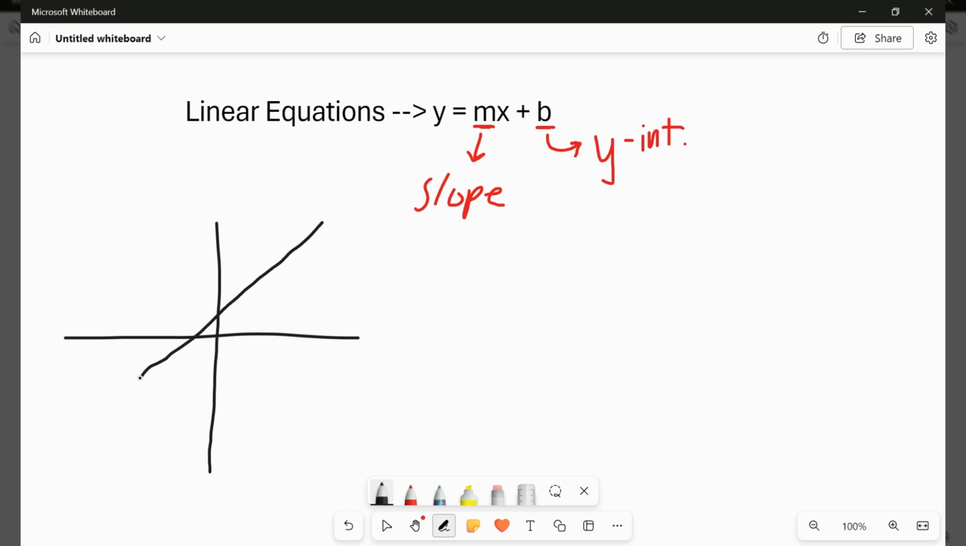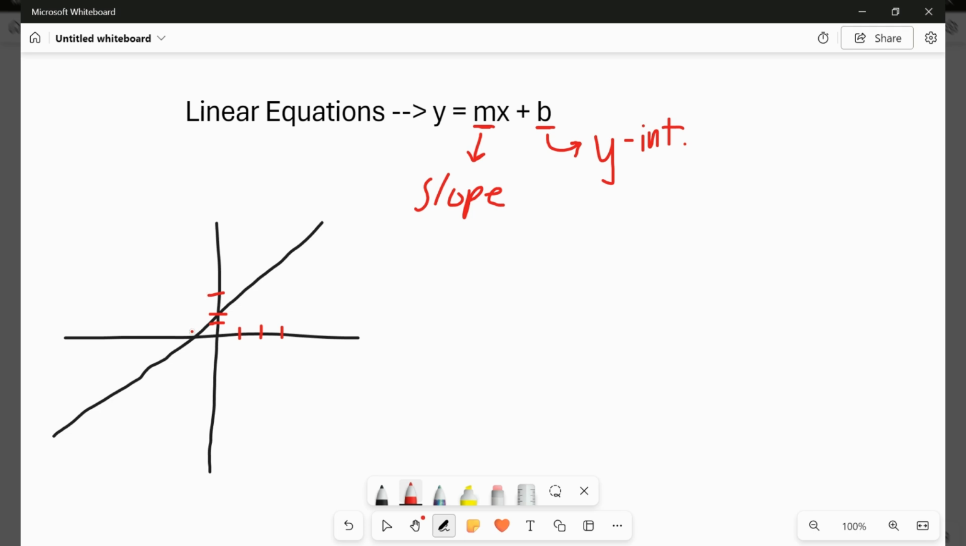Now, another word for slope is rate of change. So how fast is this line going? How fast is this line moving in the positive or negative direction? So let's do an example here. I'll make some really basic assumptions about this line. Let's put this right here on the coordinate 2.